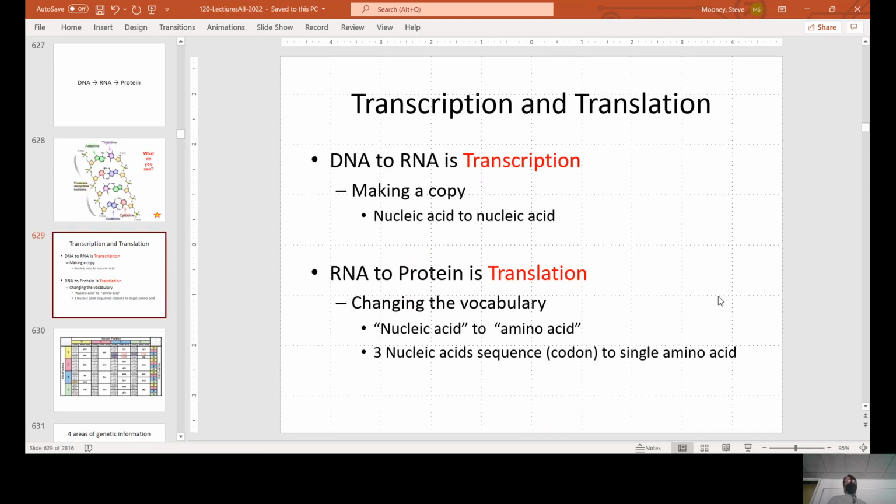So transcription and translation, making a copy, that copy leaves the library, which is the nucleus, goes out to the protein synthesis machinery, the ribosomes. And there we have translation out in the cytoplasm of the cell. RNA is converted to protein. Hopefully translation.